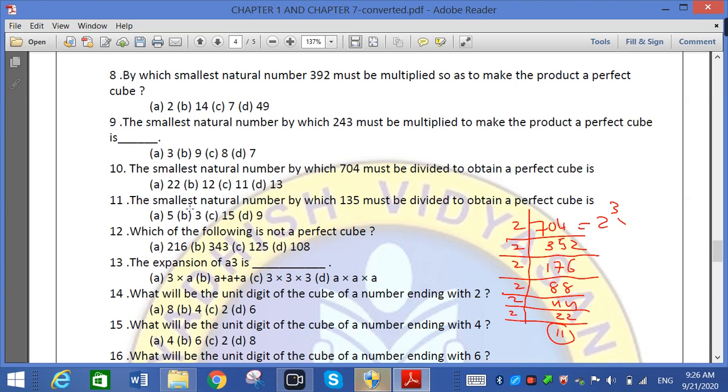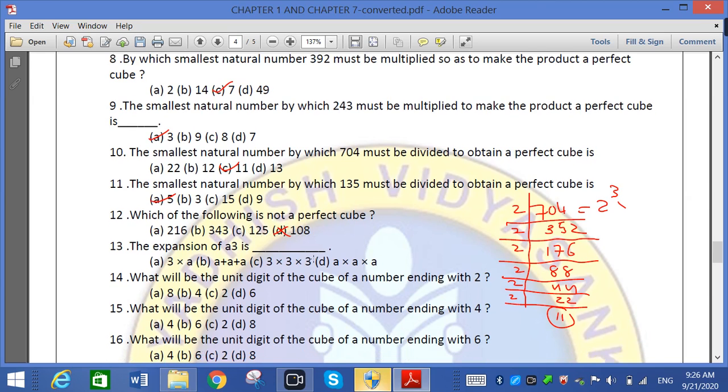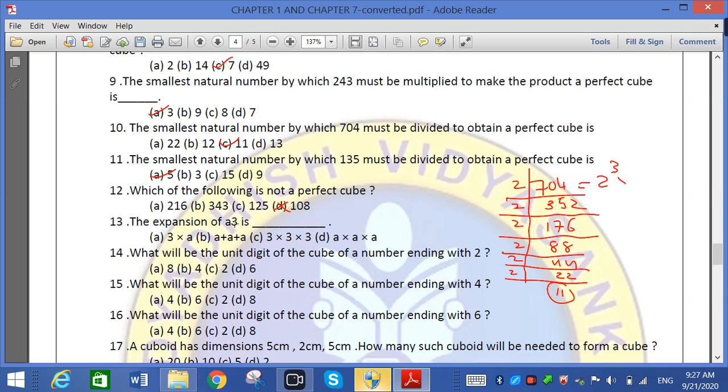So I am explaining all of this and giving you the answer. Here it is 11. Now 135 should be 5. It is not a perfect cube. So 216 is a perfect cube. 125 is a perfect cube. 10 is not a perfect cube. So the answer is 108. Expand a the power 3. So a the power 3 means I have to write a 3 times. So where is it? It is in D.